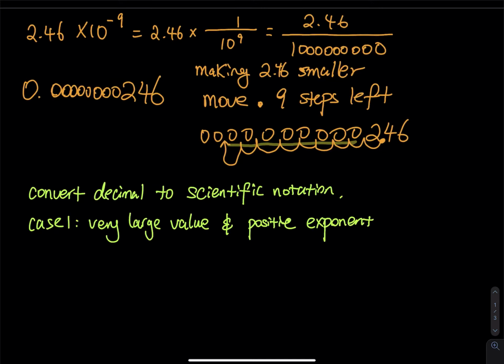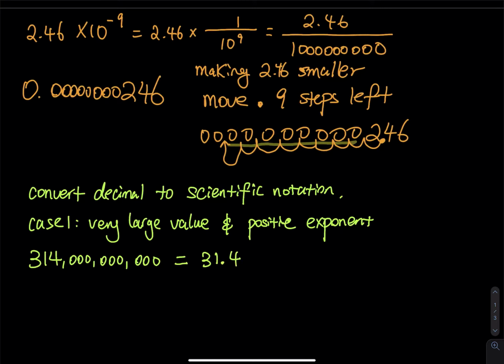So let's say we have 314 followed by, let's make it big, followed by 9 zeros. What is that equal to? This is a very large value. How do we convert this to scientific notation? First thing first, we have to write the mantissa. The mantissa must be between 1 and 10. Is 1 okay? Is this correct?